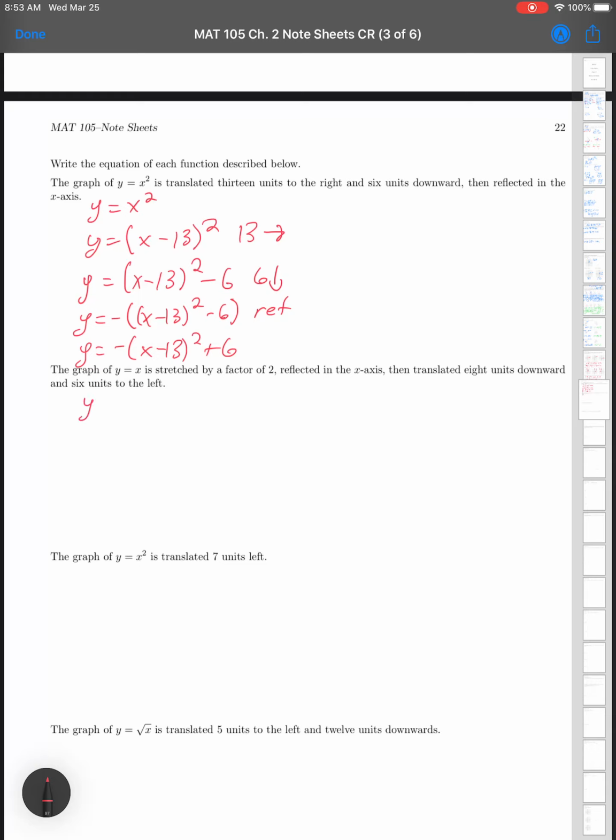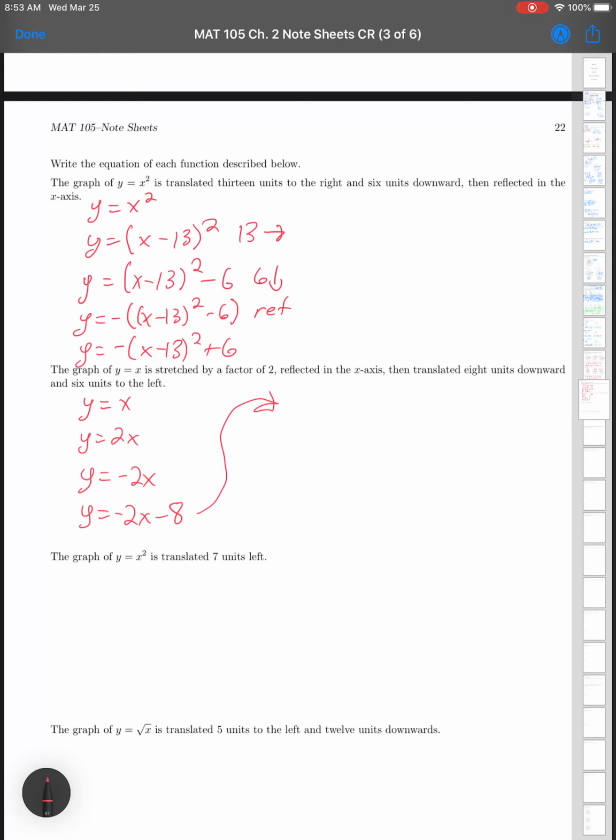So another example, the second one here says we start with the graph y equals x, so a linear equation. And then we're going to stretch it by a factor of 2. So if we recall, stretching it by a factor of 2 means I'm going to multiply it by 2. And then we want to reflect it, so I'm going to take the opposite of everything I've done so far, so negative 2x. Then I'm going to translate it 8 units downward, so y equals negative 2x minus 8.